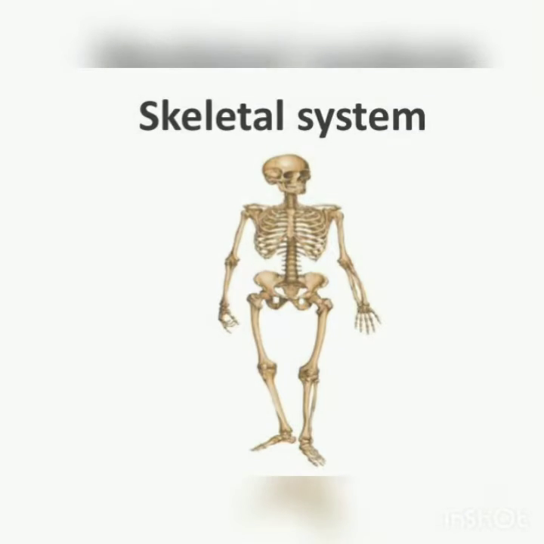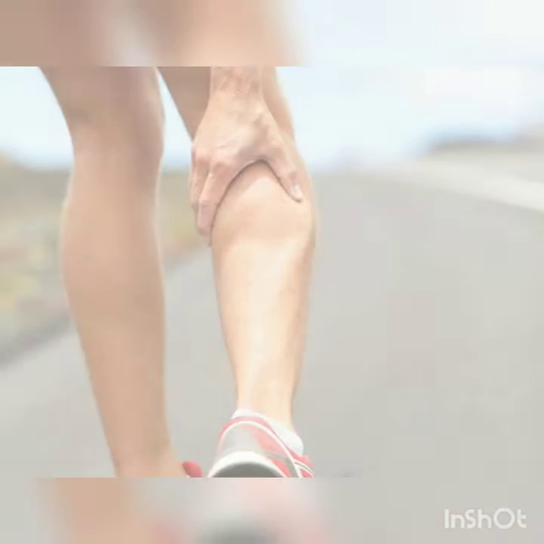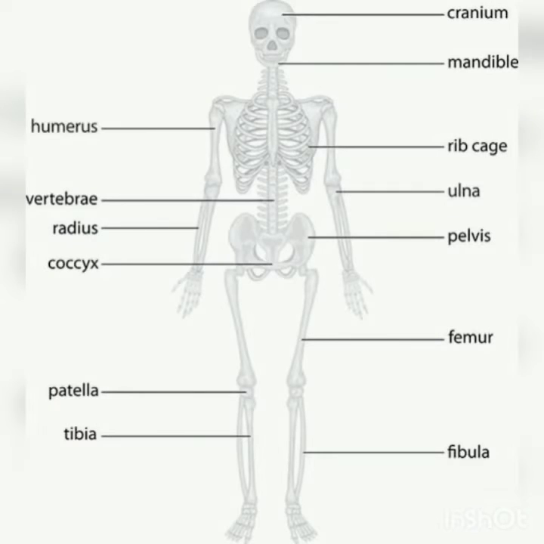Skeletal system. You often feel something hard when you touch your arm, your leg or head. Do you know what that hard substance inside the body is? Well, this hard substance is a bone. A human body is made up of 206 bones together.